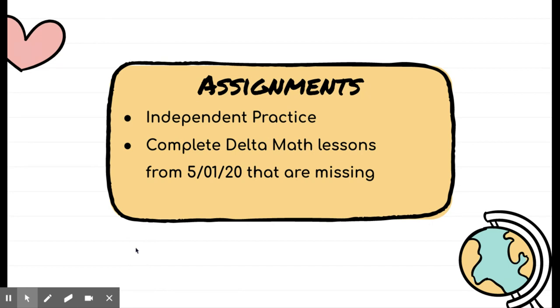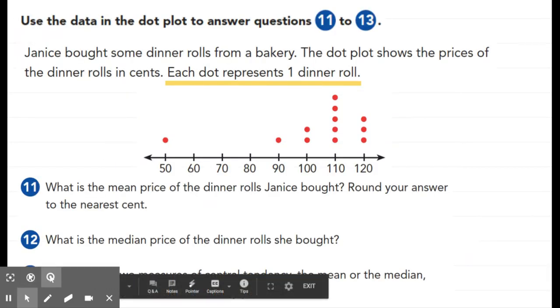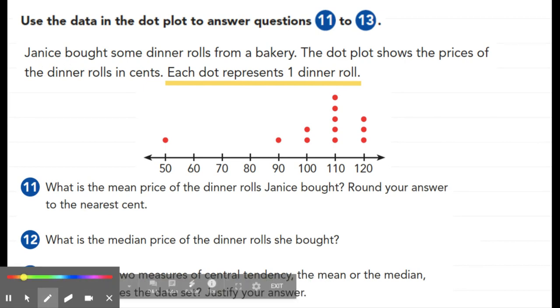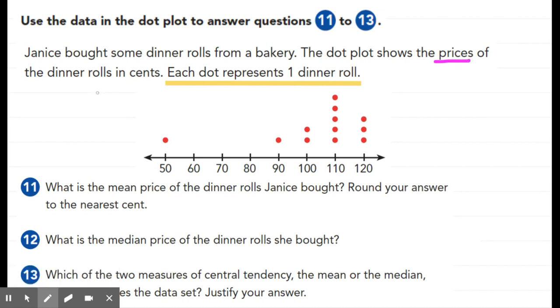So for the next part, I'm going to briefly describe your independent practice, and then make sure you complete any Delta Math lessons that are still missing. So let's look at this data set. Jenny bought some dinner rolls from a bakery. The dot plot shows the prices of the dinner rolls in cents. Each dot represents one dinner roll. So there's one dinner roll that is 50 cents, one that is 90 cents, 2 that are 100 cents, 5 that are 110 cents, and 3 that are 120 cents. So each dot represents one dinner roll, and these are the total amount of dinner rolls that she bought.